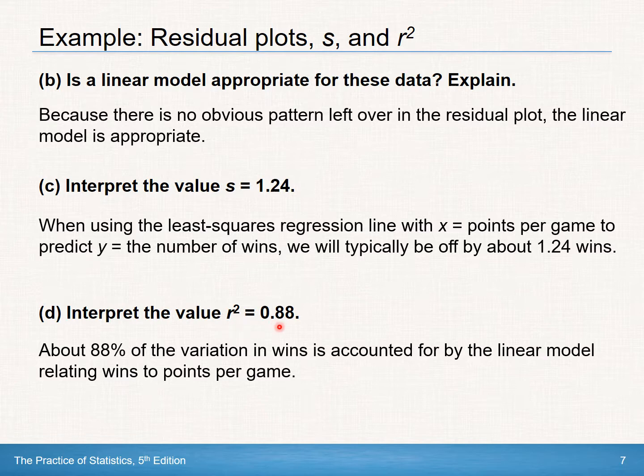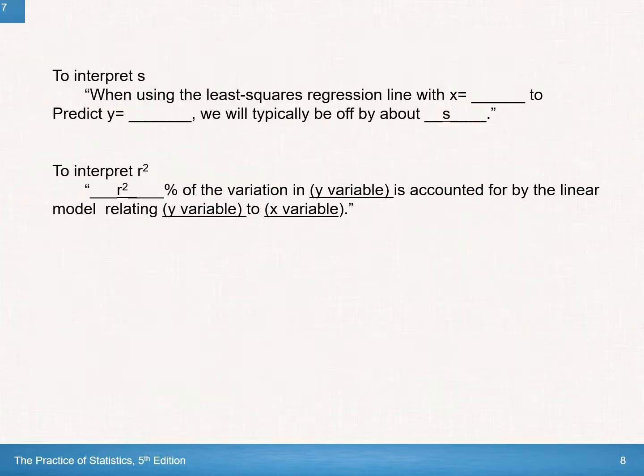We have a similar statement for when we interpret the value of R squared. R squared is basically telling you the percent of the variation. So this is 88%. So about 88% of the variation in wins is accounted for by a linear model relating wins to points per game. Add this to your notes.